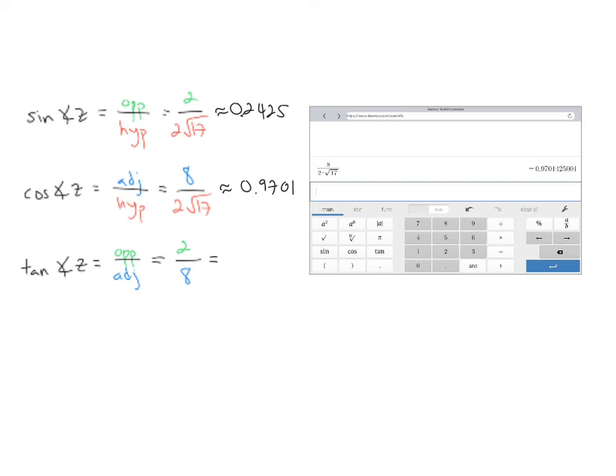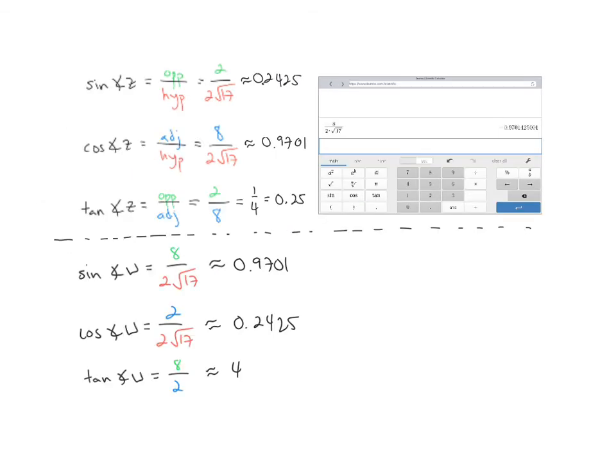All right, and the last one here, we actually don't even need the calculator. 2 divided by 8 simplifies into 1/4, which is the same thing as 0.25. And there you have it. There are the ratios for sine, cosine, and tangent of angle Z as a decimal.